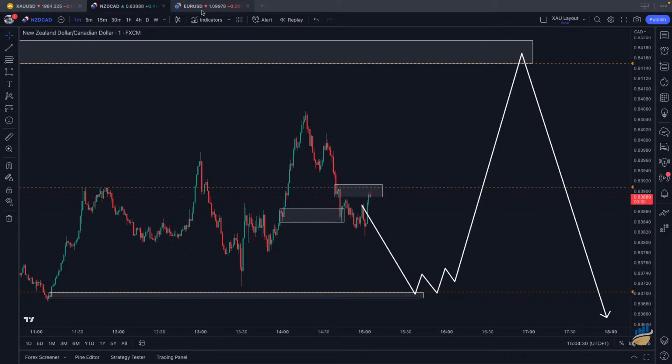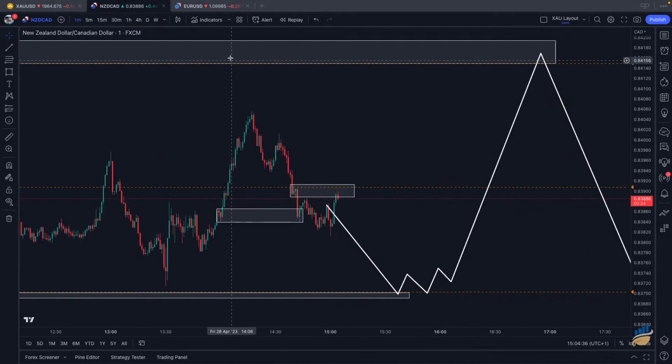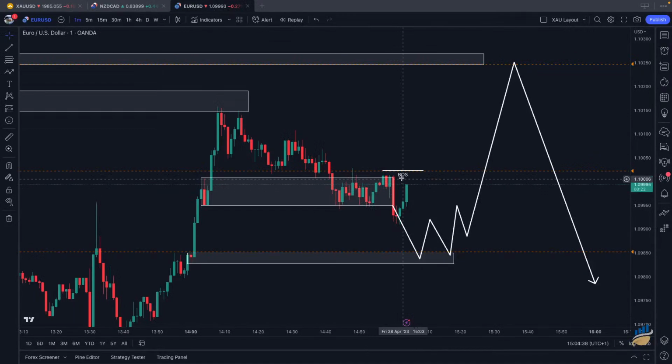So perfect, price has tapped into there. Rejection. We could look to sell here on this market. Euro USD. We have a break of structure here. We want to pull back into a fractal demand zone. We can look to go long, where we can then look to go short.